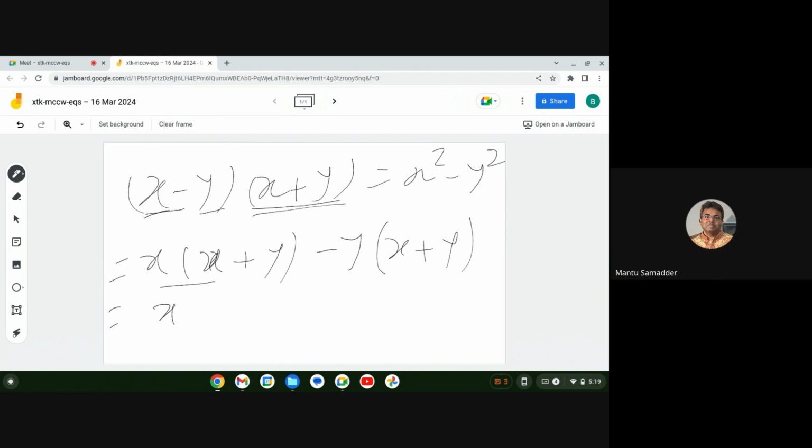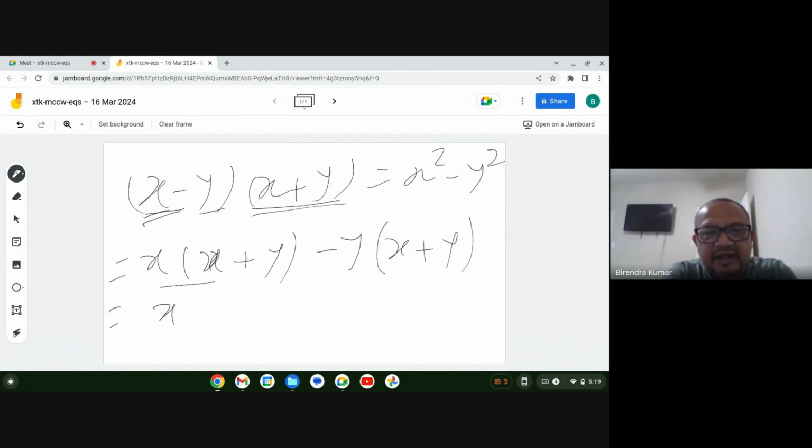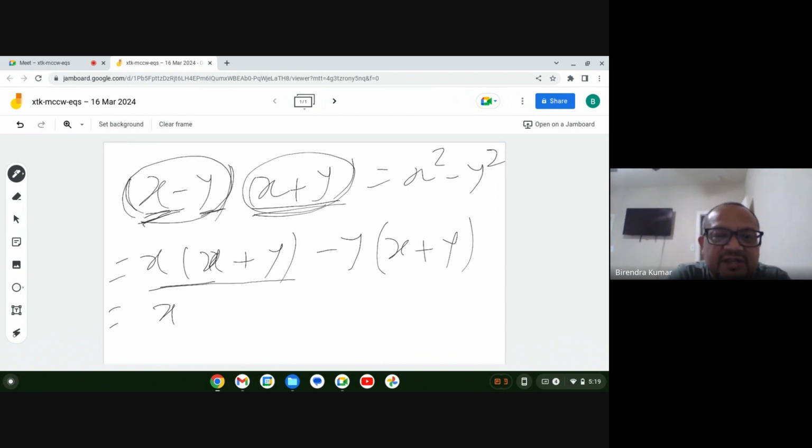So here I have x minus y into x plus y, right? I'm breaking the two brackets. I have a minus b into something. That means a into that something minus b into that something. So x minus y into something means whatever is the value of x minus y is to be multiplied by this whole thing, x plus y. So I'm just splitting it here: x into this value minus y into this value.